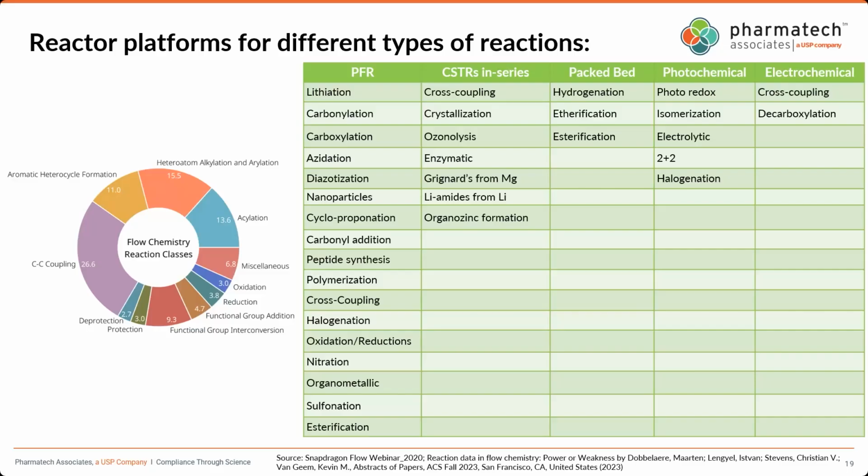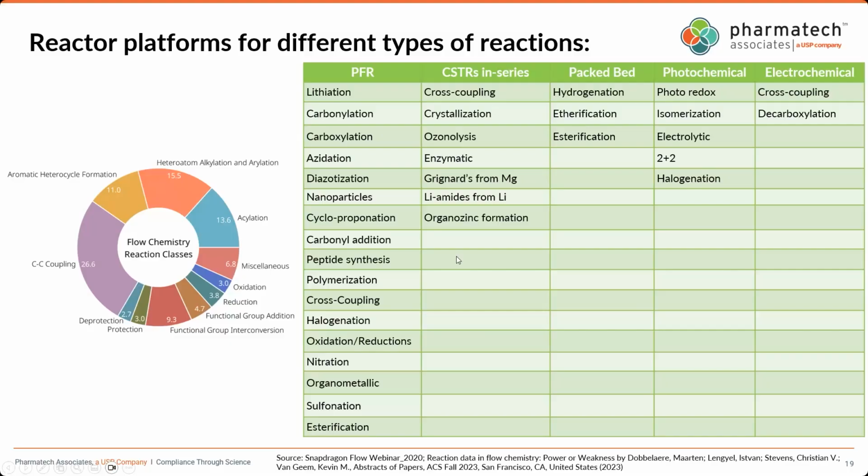The lithiation reactions can be performed in the PFR or in the CSTRs, because some of the lithiations tend to form solids during the intermediate stages. So the CSTR could also be a choice of reactor for lithiation reactions. However, managing the exotherms could be a challenge there. So depending on the requirements of your process, you can choose the reactor. But this table just gives you a very high-level, quick evaluation of what type of chemical transformation is being carried out in what type of reactors.